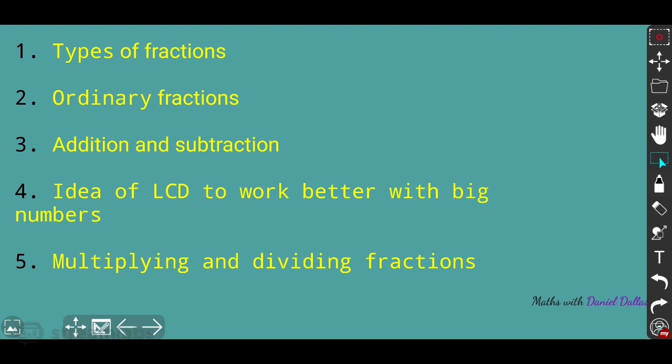We'll be able to provide addition and subtraction, and also the idea of LCD. It means the lowest common denominator, to work better with big numbers when you have different fractions and different denominators. And finally, we finalize with multiplication and division for fractions. Okay, that's going to be good, I think, and let's get started.